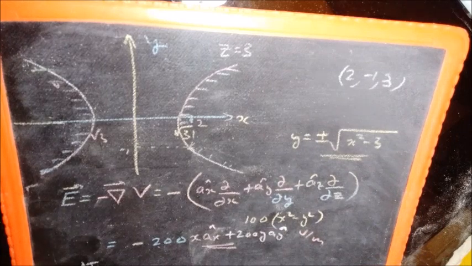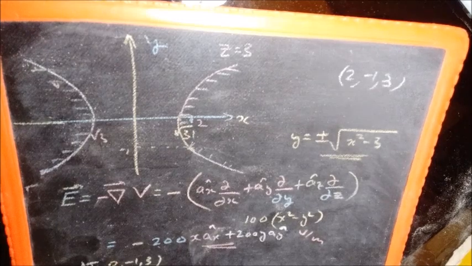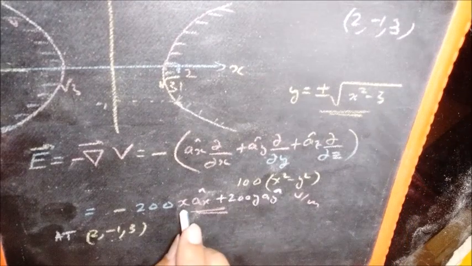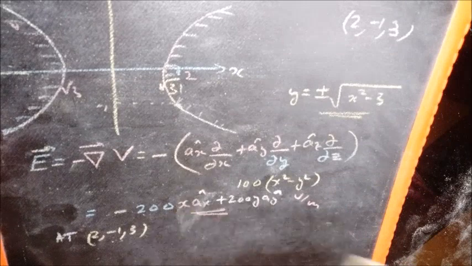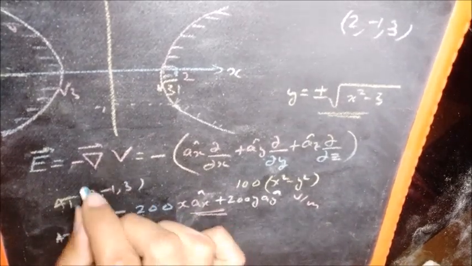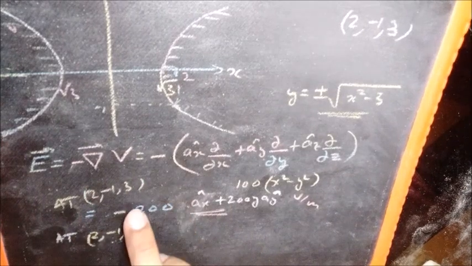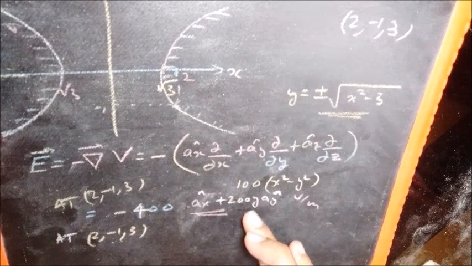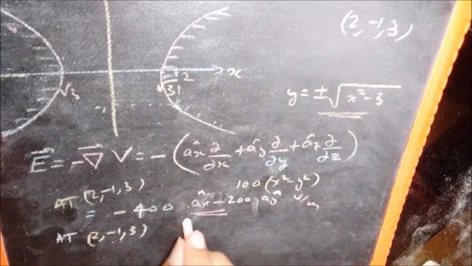So at 2, minus 1, 3, the electric field will be, if you just substitute x as equal to 2 and y as equal to minus 1, the result becomes: x is equal to 2, minus 400 ax cap, y is equal to minus 1, minus 200 ay cap... So this is the electric field.